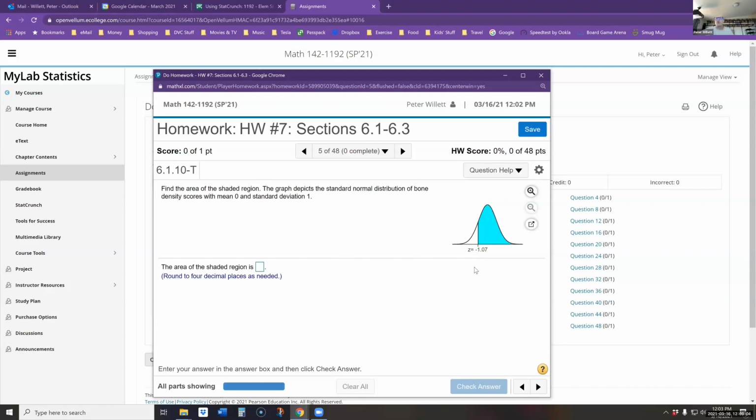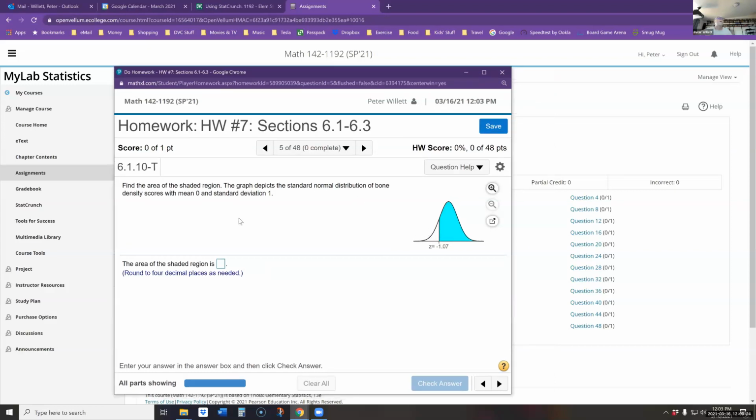Now, what you could do is look this up on the table. If you look up this z-score on the table, you'll get the area to the left, which would be the blank part. And then if I subtract that from 1, I'll get to the right. But instead, let me demonstrate how to do this in StatCrunch.